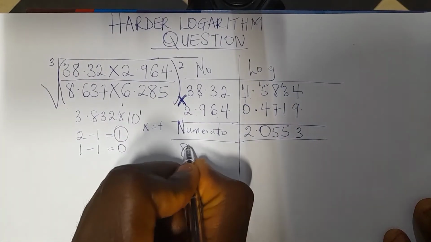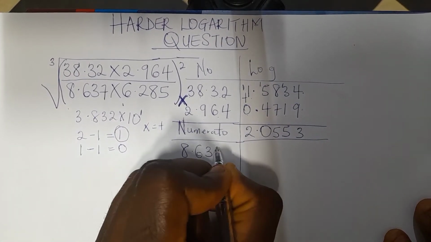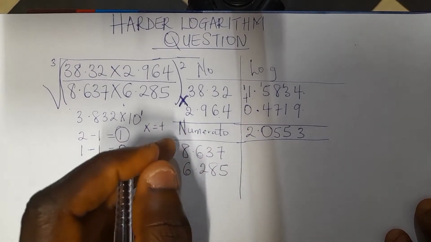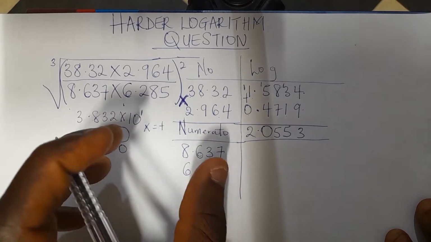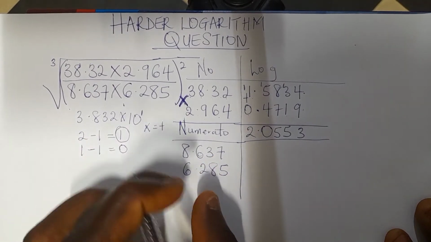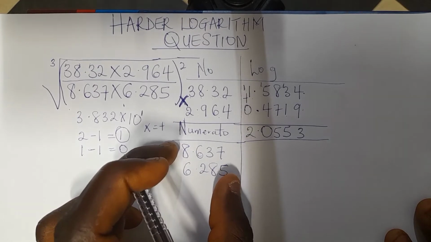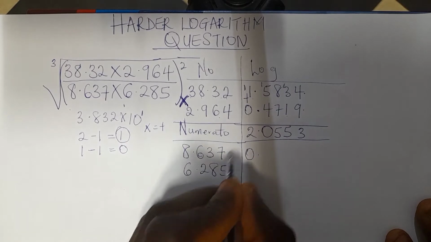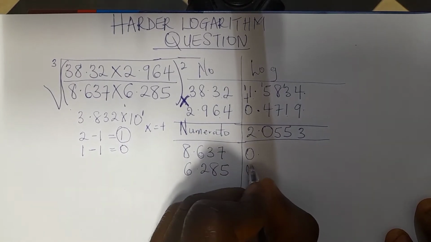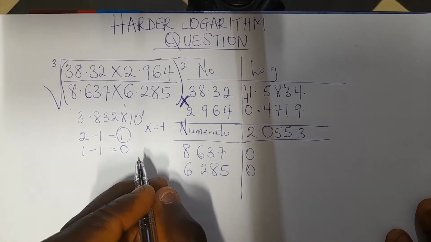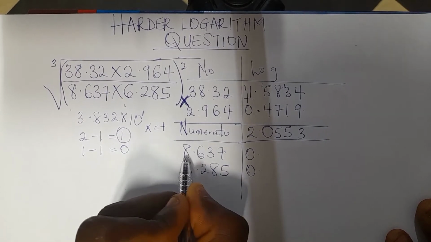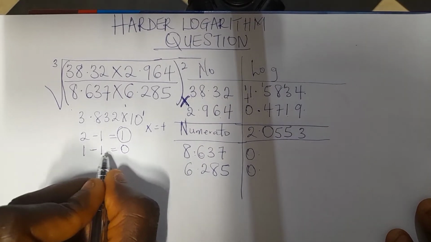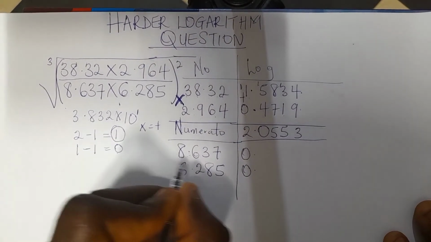Now we have 8.637, 6.285. You can see that solving this, we are doing it step by step. Okay, now what would this give us? The integer of this will be 0 point. That's from this side. Okay, the integer of this will be 0 point. In case you don't understand, I told you how many numbers are before the point? 1. So 1 minus 1 gives us 0.